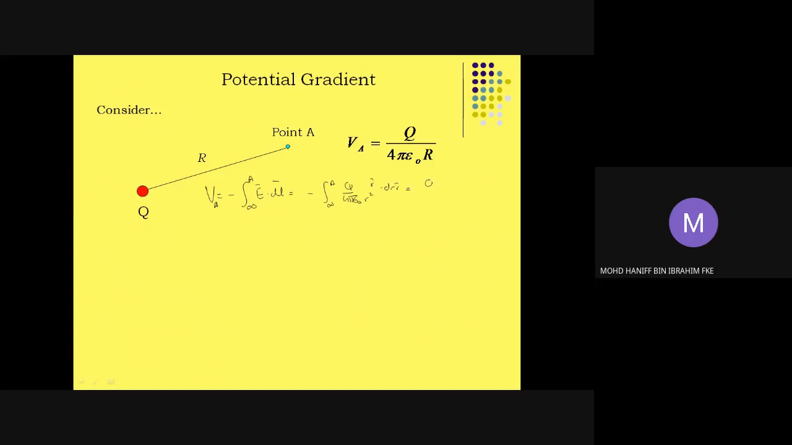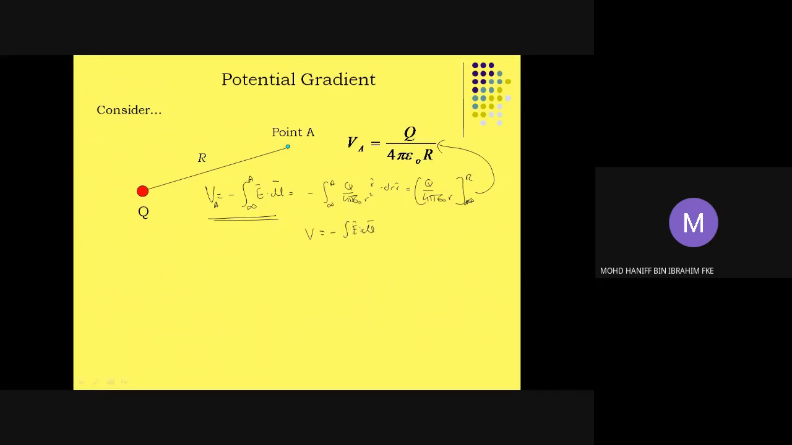So we have Q over 4 pi epsilon of R, integrated from infinity to the point R, because the distance from charge Q to point A is R. Solving this leads to the equation. That's how you obtain the potential at point A, given by Q over 4 pi epsilon of R. The basic equation that leads to this, as I mentioned before, is V equals negative integration of E dot dl.